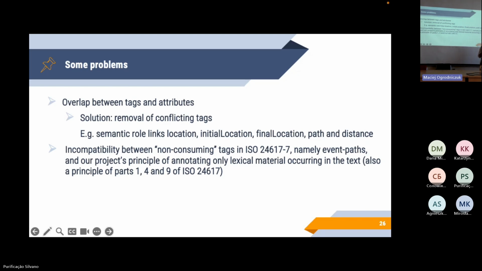And for instance, the part on space also stipulates what we call non-consuming tags, the ones that don't have an explicit markable, but we weren't able to annotate those either because our annotation tool doesn't allow it.